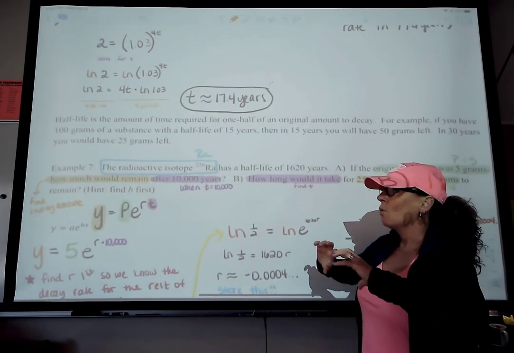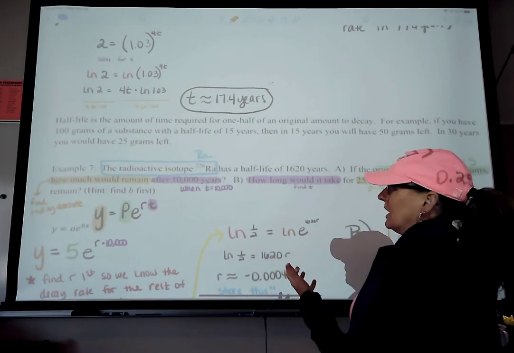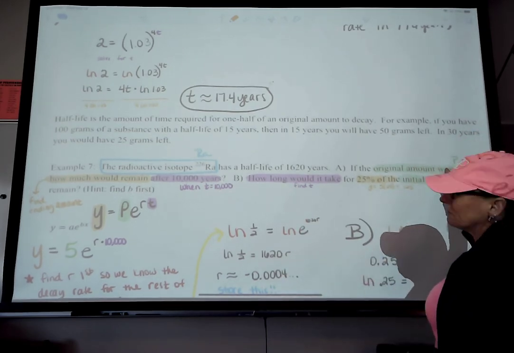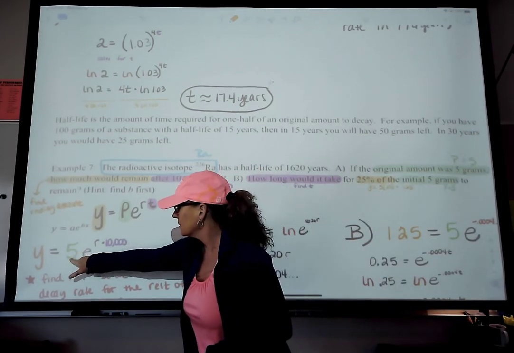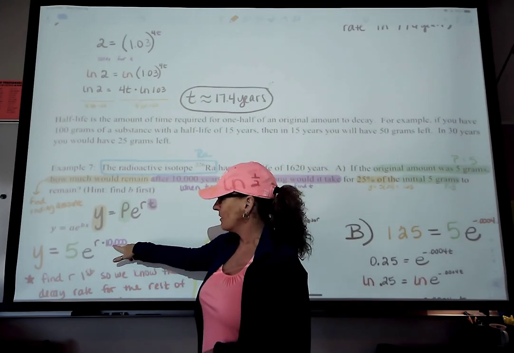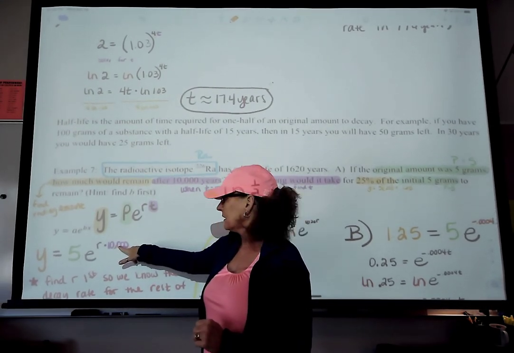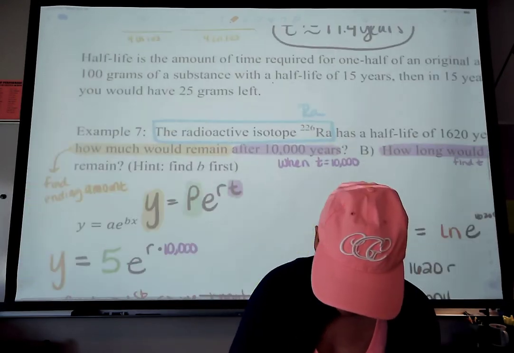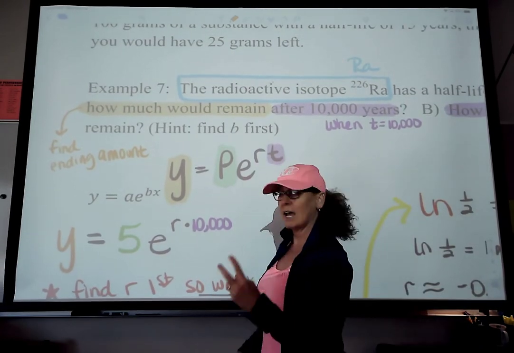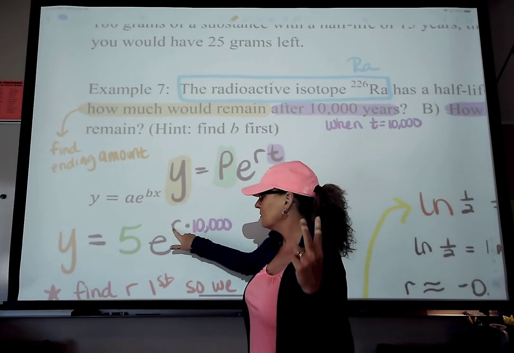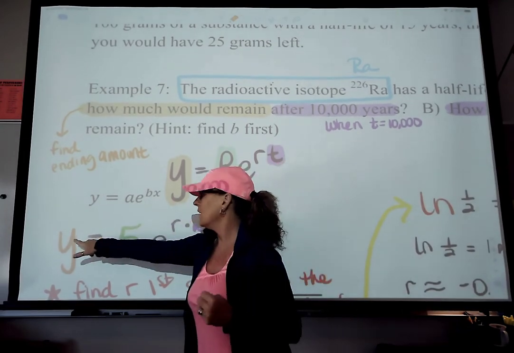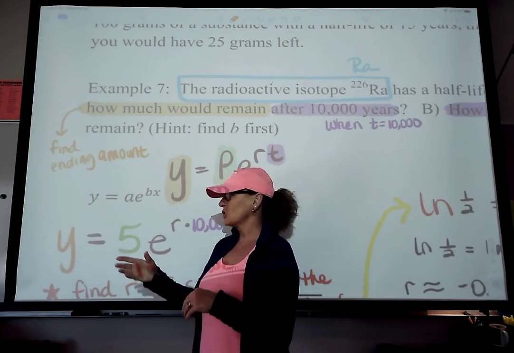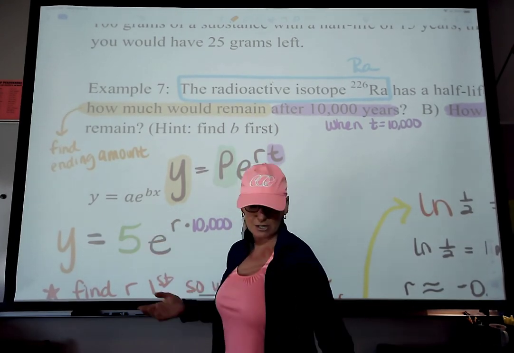Now, watch what happens if I try to plug in stuff from the problem. If I plug in the original amount, I put a 5 right there. And I plug in 10,000 right there. Find the ending amount. Okay, slight problem with that. I have two variables. That's a variable, that's not, that's a variable, and that's a variable. I can't solve for anything. So this is not a good way to start this equation.